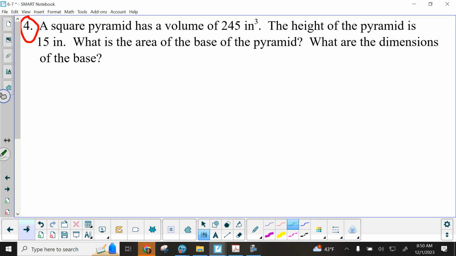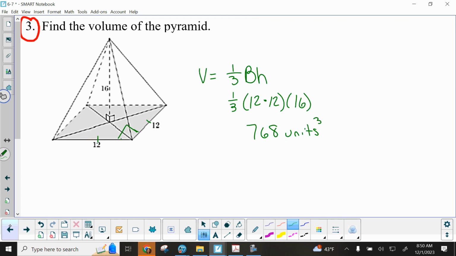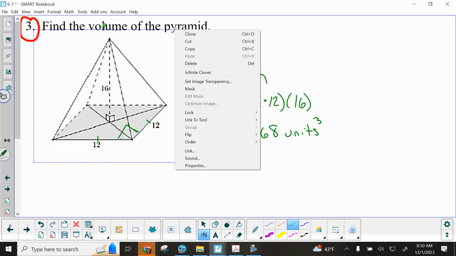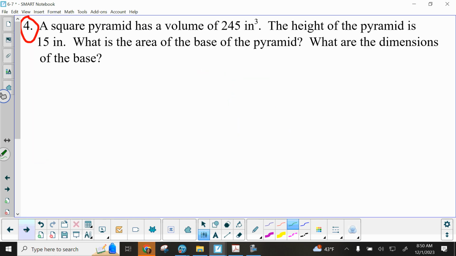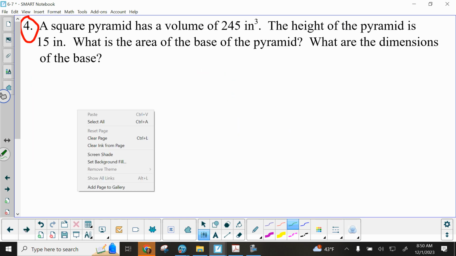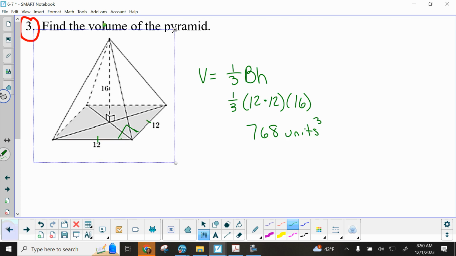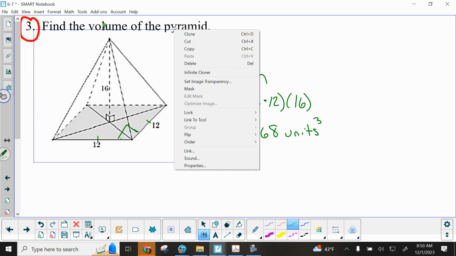A square pyramid has a volume of 245 inches cubed. The height of the pyramid is 15 inches. What is the area of the base of the pyramid? What are the dimensions of the base? So just to help us visualize this a little better, if I were to make a little sketch, oops, I thought I hit copy. Copy.